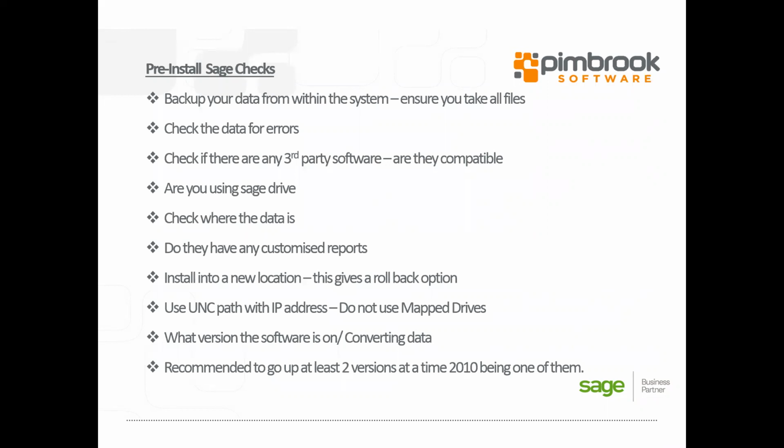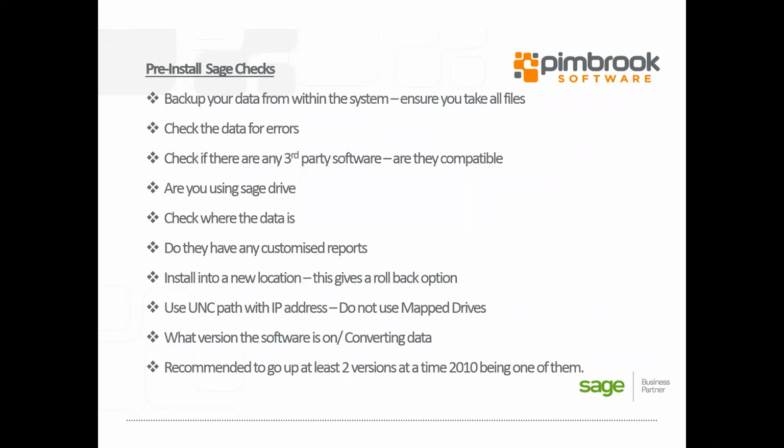Certainly in version 24 and 25, we recommend that you use a UNC path, and preferably with the IP address. It doesn't like mapped drives anymore. It'll tell you that it can't read the data. So again, we recommend that you use your UNC path, preferably with the IP address.